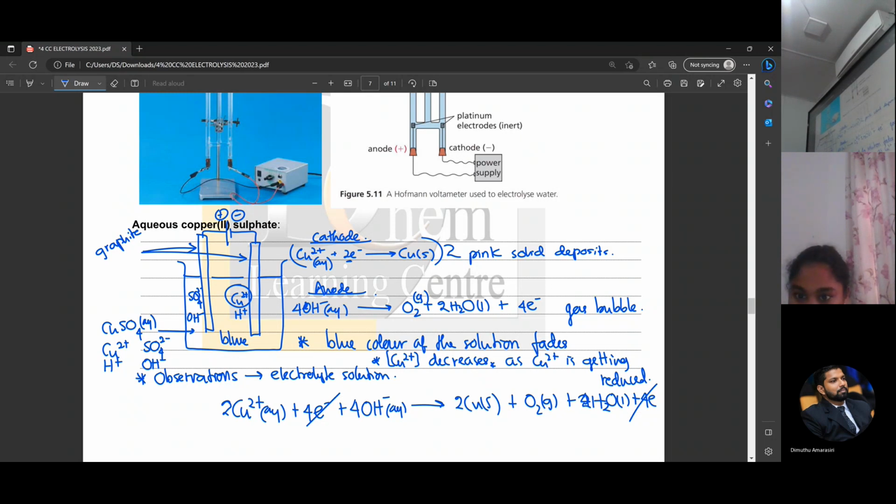Can somebody figure it out? What is it? Solution concentration changes. Solution concentration changes.